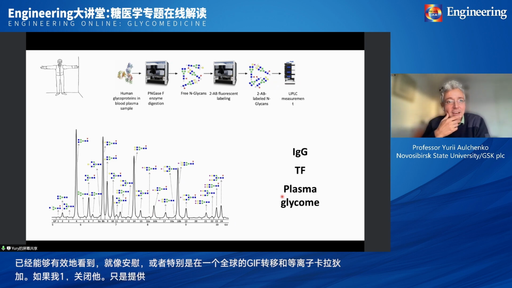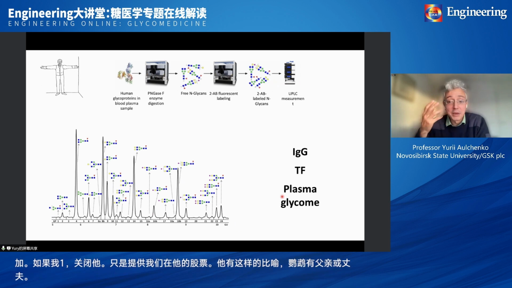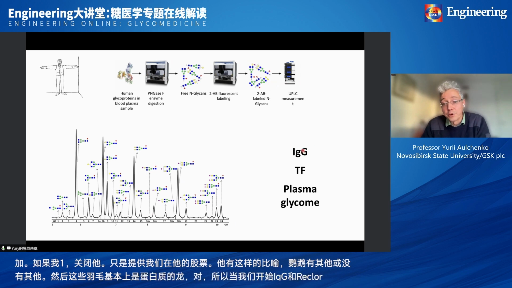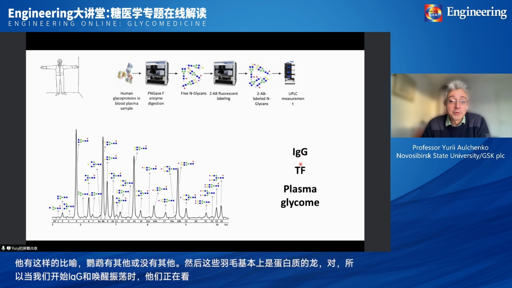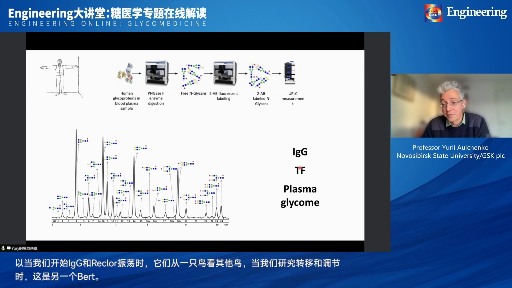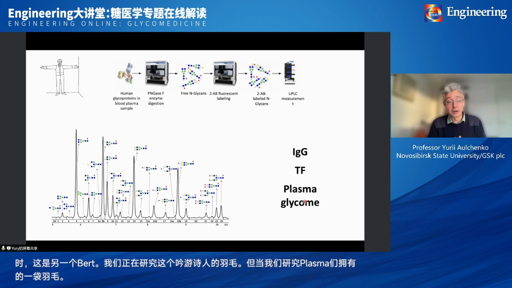He had this analogy with the parrot, which has feathers or has no feathers, and these feathers are basically the glycans of the protein, right? So when we study IgG N-glycosylation, we are looking at feathers from one bird, and this bird is IgG. When we looked into transferrin N-glycosylation, this is another bird, and we were looking into feathers of this bird. But when we are looking into the plasma N-glycome, we are looking into a bag of feathers, which we have from many, many proteins, which are glycoproteins from the plasma.